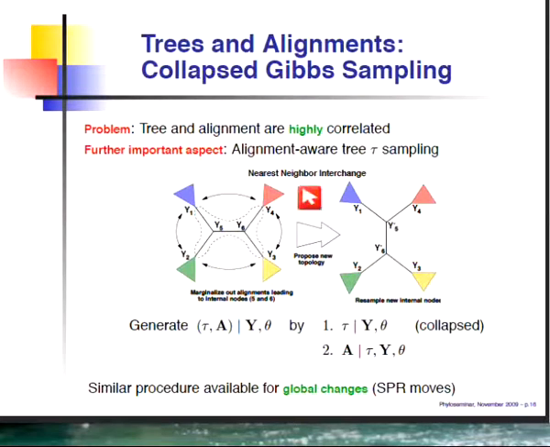So this is how you might do a nearest neighbor interchange. First, we integrate out over all possible alignments between these four subtrees. Then we change those subtrees amongst each other, and then resample an alignment given the change. So we've integrated out the correlation and then introduced the correlation back in, but correlation that's more consistent with the step that we just took, which allows you to move through these very correlated spaces much more easily. And there are similar procedures that you could use for global changes on a tree, like SPR moves.